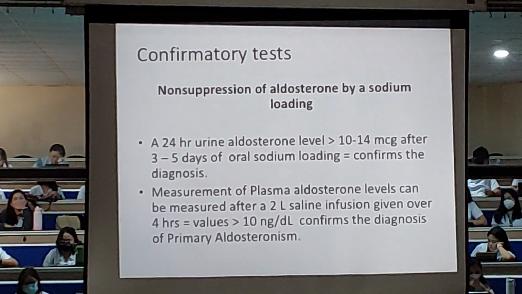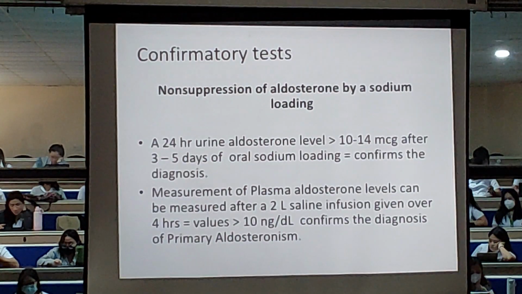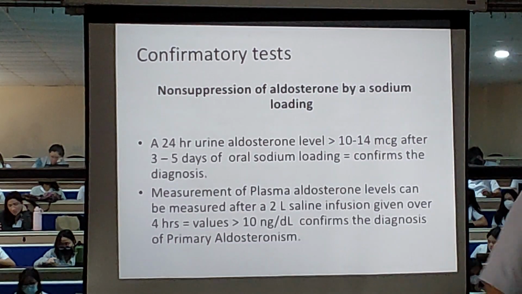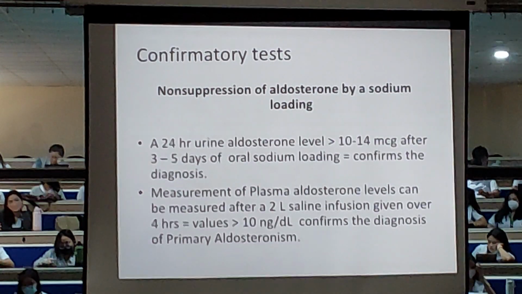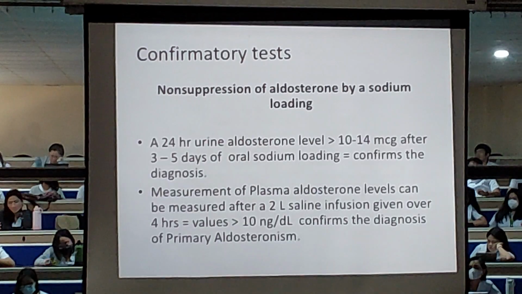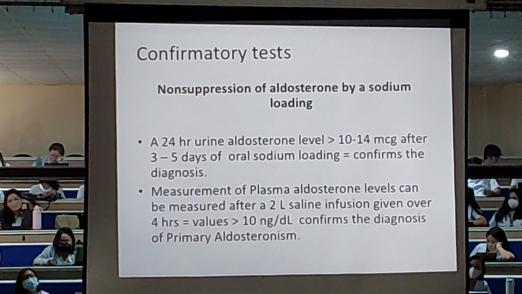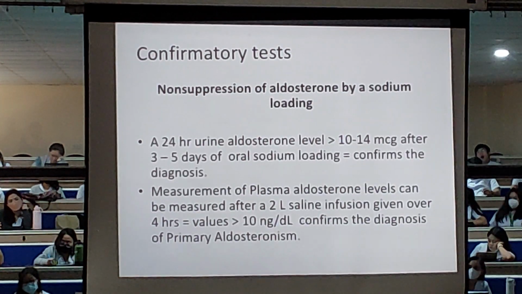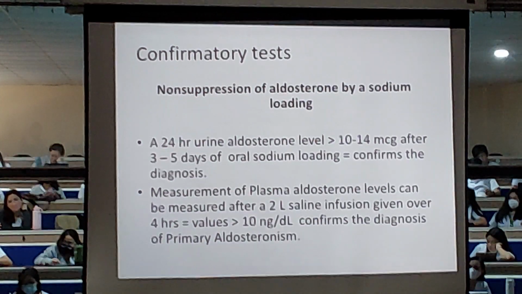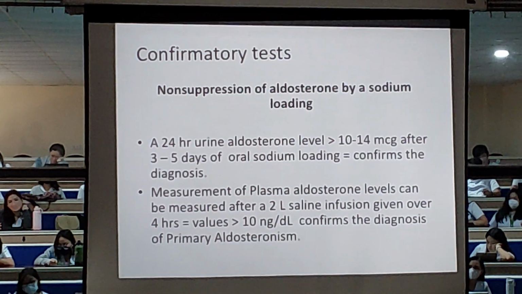So this one is a confirmatory test. The confirmatory test for primary hyperaldosteronism is non-suppression of aldosterone by sodium loading. So you load this patient with sodium. A 24-hour urine aldosterone level of more than 10 to 14 micrograms after 3 to 5 days of oral sodium loading: you give sodium chloride, you load this patient for 3 to 5 days, and if there is no suppression of aldosterone, then this confirms the diagnosis of primary hyperaldosteronism.